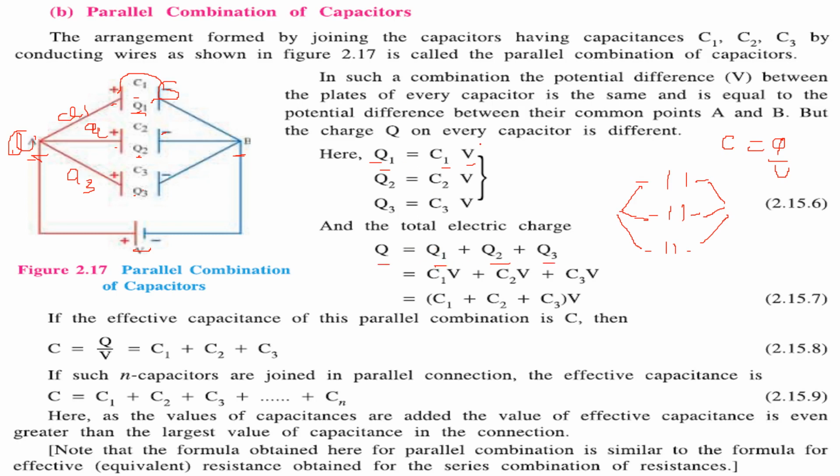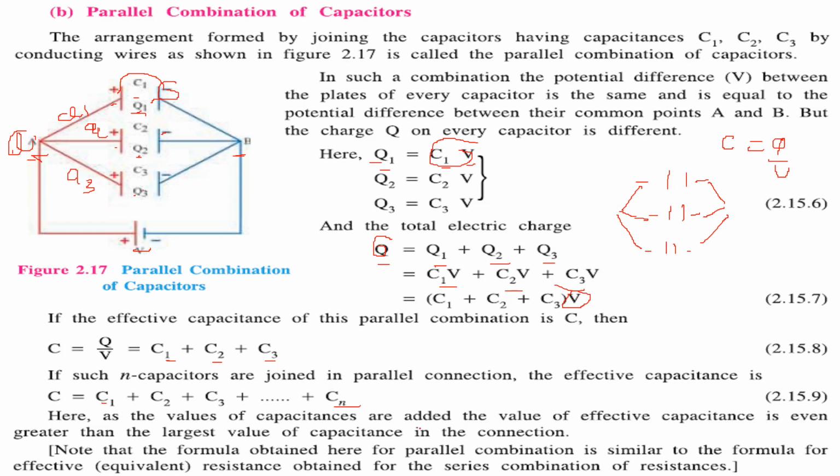In place of Q1 we can write C1V, C2V, C3V. Take V outside, so C1 plus C2 plus C3. Take V in the denominator of Q on the left hand side, and you get the effective capacitance of this parallel combination. C will be given by Q by V, which is C1 plus C2 plus C3. These are only three capacitors, but you can generalize it to multiple capacitors: C1, C2, C3 till Cn. So the values of capacitance are added to give the effective capacitance. This is even greater than the largest value of capacitance in the connection.